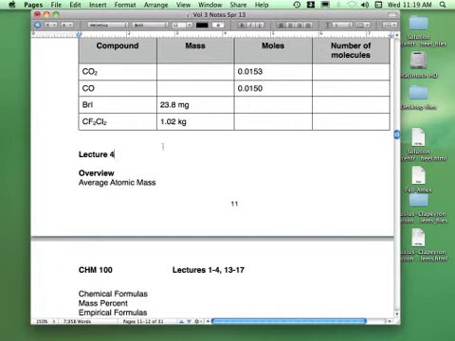Welcome to Lecture 4. We are going to continue on with our study of counting particles, and we're going to figure out how to do average atomic masses. Where do those numbers that are not whole numbers come from on the periodic table? We're going to revisit chemical formulas briefly. We've already done quite a bit with that before this lecture.